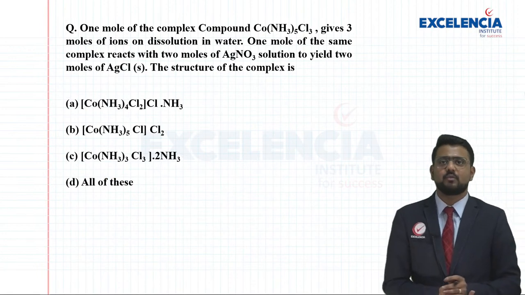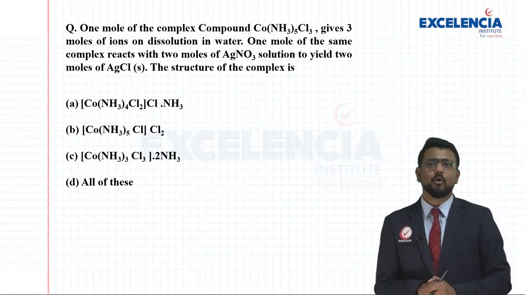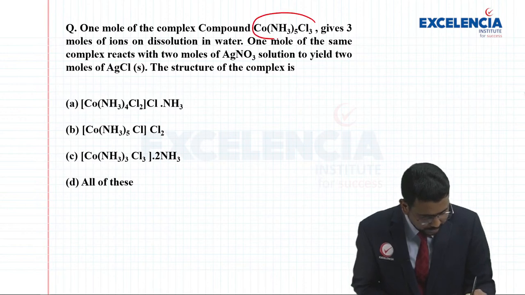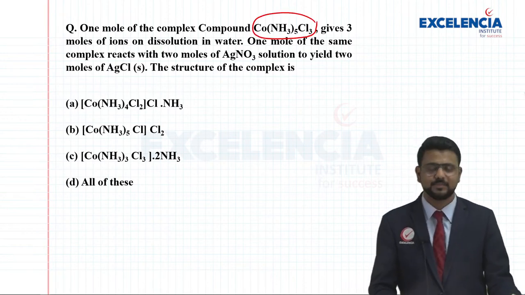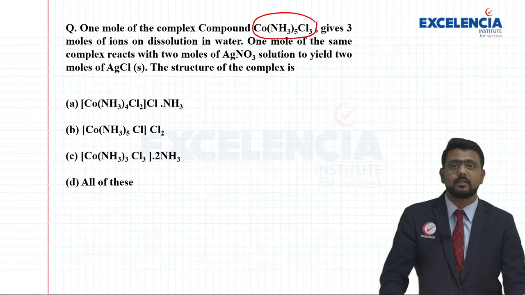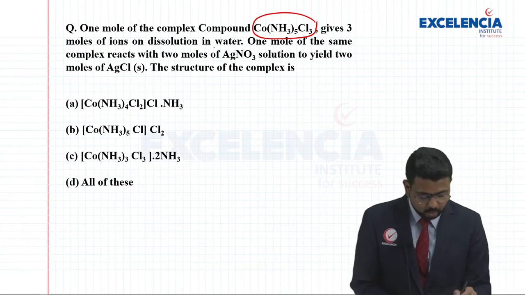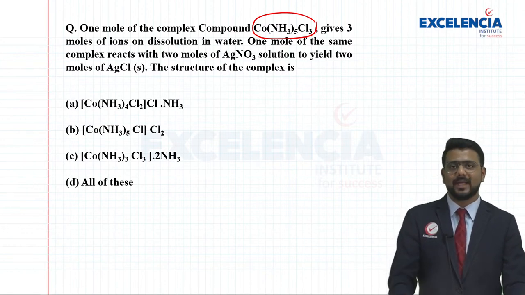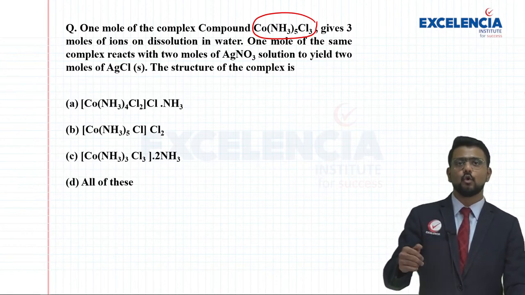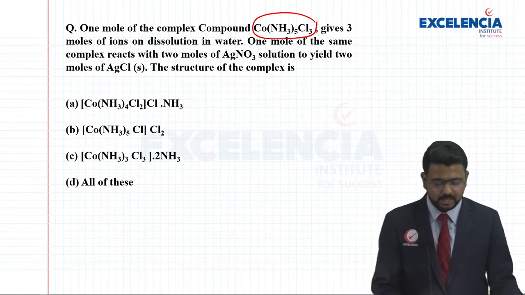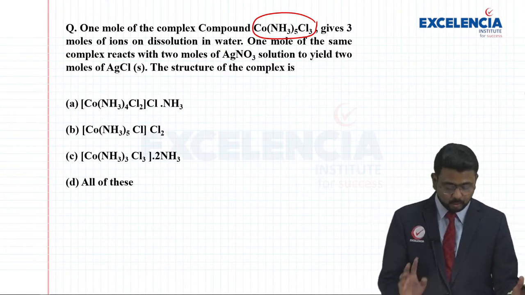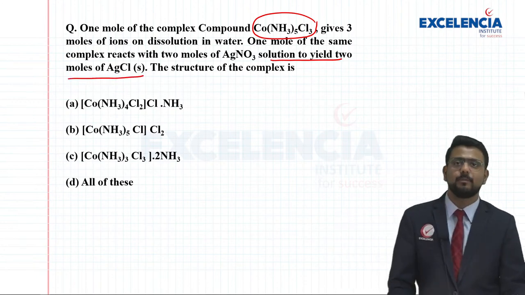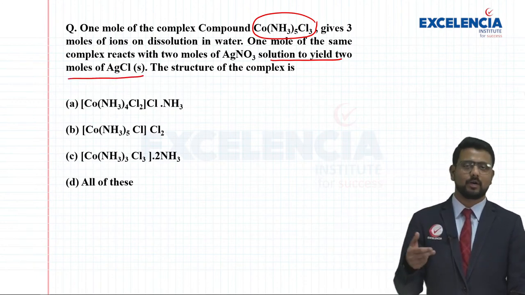Next question. 1 mole of the complex compound given to you, Co(NH3)5Cl3, gives 3 moles of ions on dissolution in water. 1 mole of the same complex reacts with 2 moles of AgNO3 to yield 2 moles of AgCl. Now the moment they say 2 moles of AgCl, it means it should be able to furnish 2 chloride ions.